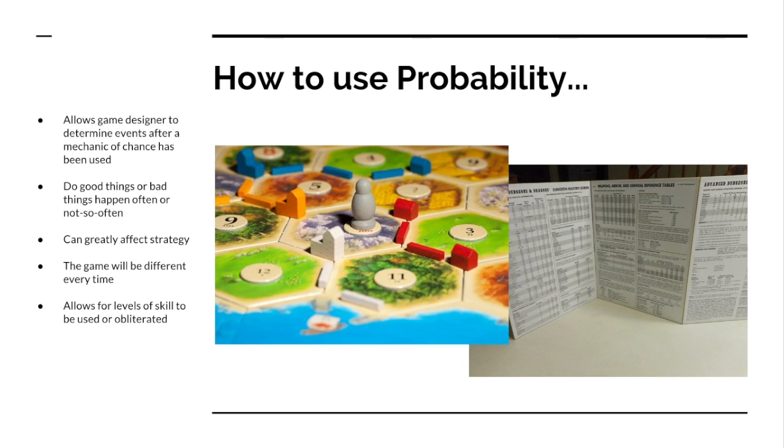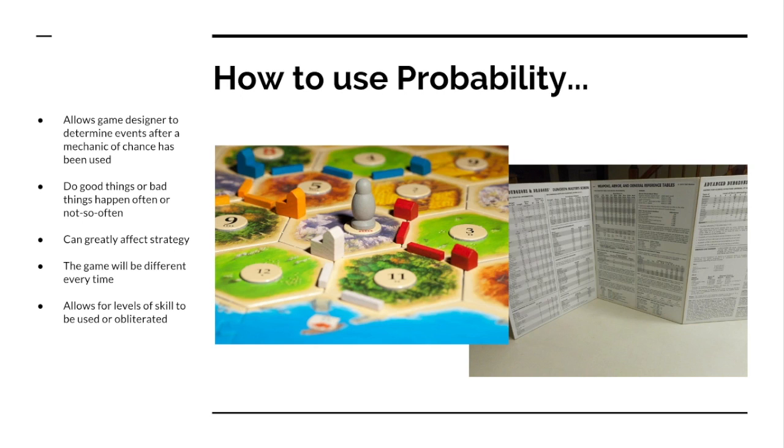So when using probability, and I talked a little bit about this, it lets the designer determine events after a mechanic of chance has been used. Here's a good example. The first image there, the colorful one, is from a game called The Settlers of Catan. It's a great game. They call it the Monopoly Killer, just because it's gained so much. It's played worldwide. It's an exceedingly popular game. It started in Germany. It's worked its way over here to the United States. They have tournaments and all different kinds of stuff.